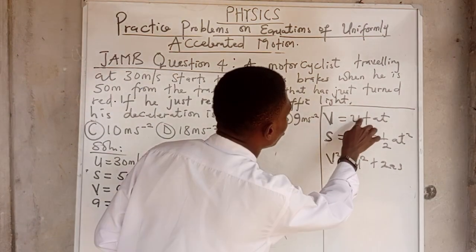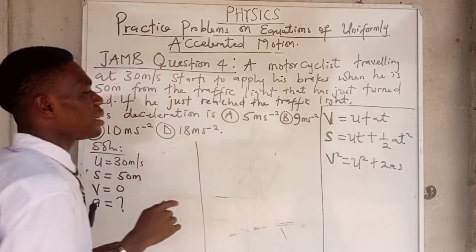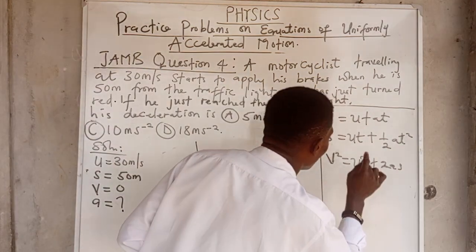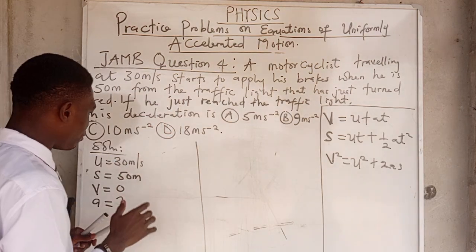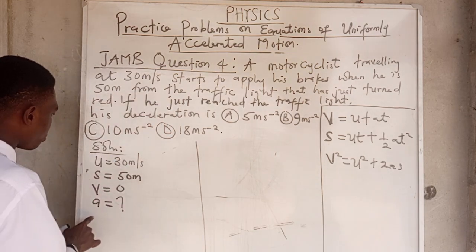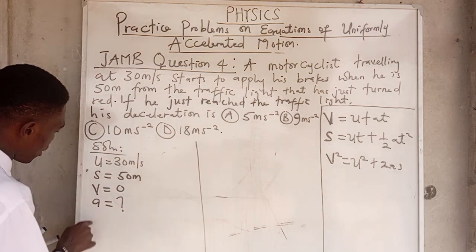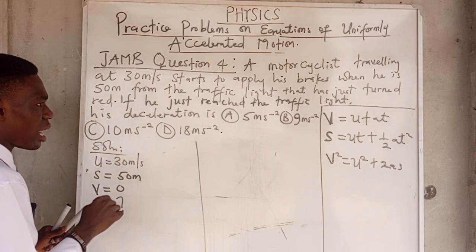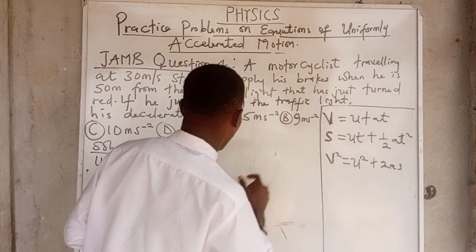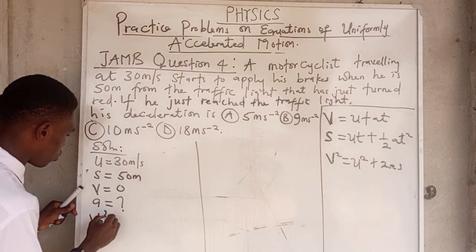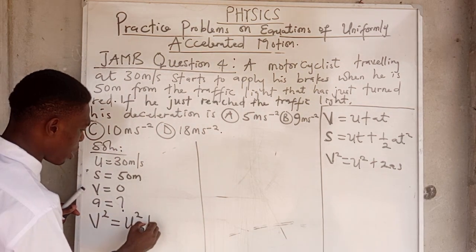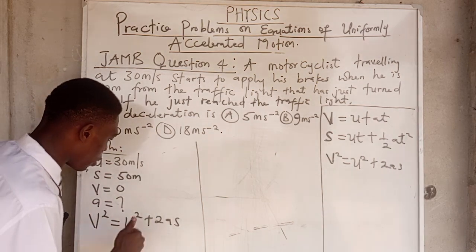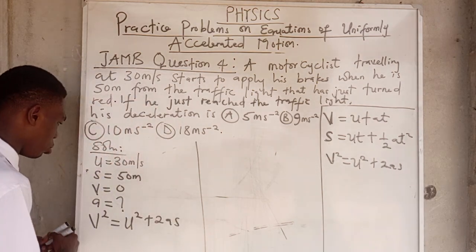So you have v is equal to u plus at, then s is equal to ut plus half at squared, and v squared is equal to u squared plus 2as. Which of the parameters is not here? We have u, we have s, we have v, and we have a. So obviously time is not here, so let's look for the equation that doesn't have time. This one does not have time, so we'll bring it out: v squared is equal to u squared plus 2as. Are we following?